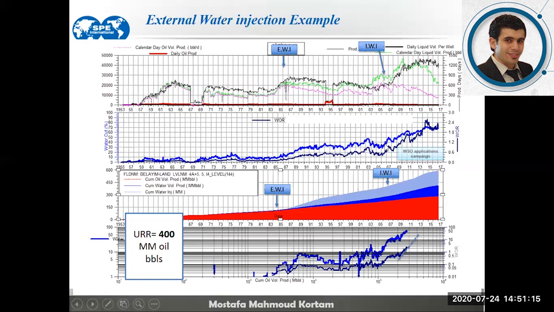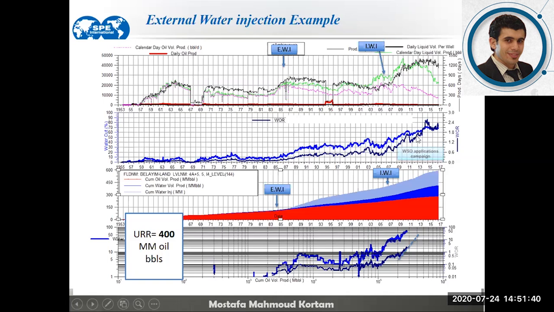That's why they chose to add internal injection at the end of 2006. That led to a rise in the field daily production rate, and at the same time the water cut was still growing, but they were working on a water shutoff application, trying to flatten and minimize the growth of the water cut and the water production.